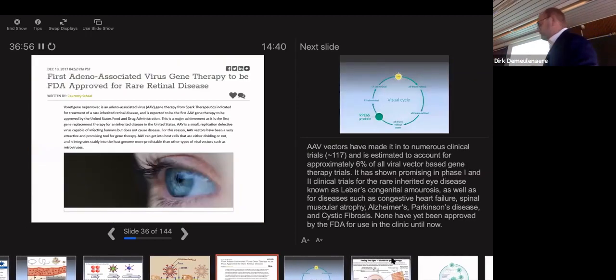Most people think that gene therapy is still something for the future. Well, that's not true. There are treatments on the market nowadays. The first FDA-approved gene therapy was for this rare retinal disease.